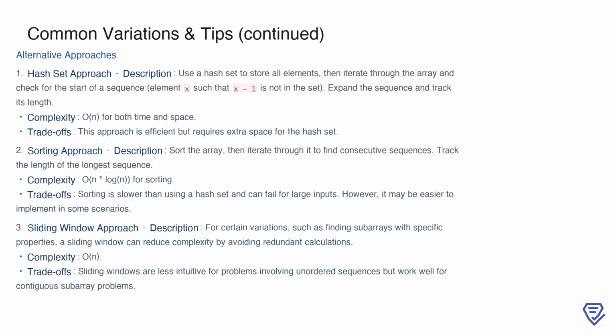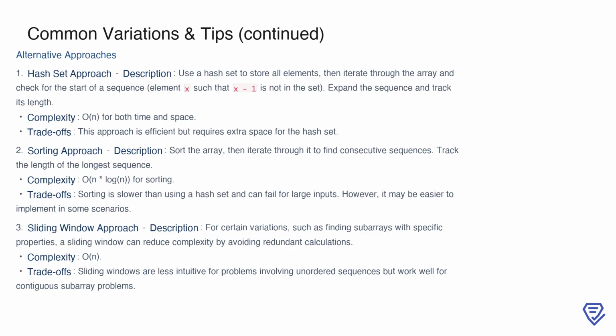Another option is the sorting approach, where you sort the array and iterate through it to find consecutive sequences. While this method is simpler to implement and works in some cases, its O(n log n) complexity makes it less efficient, especially for larger inputs.